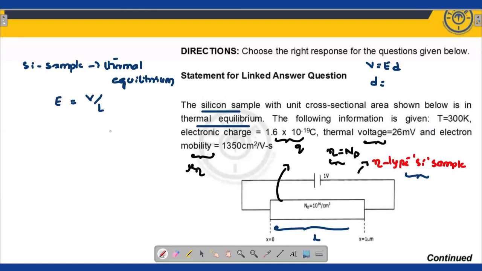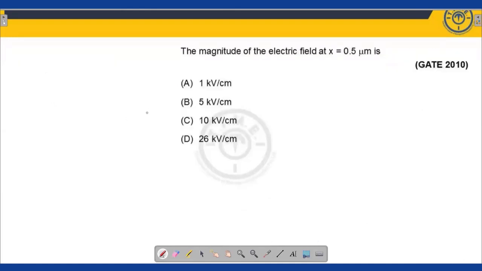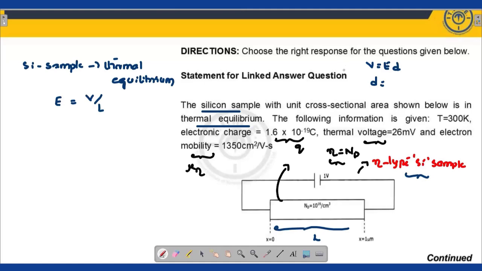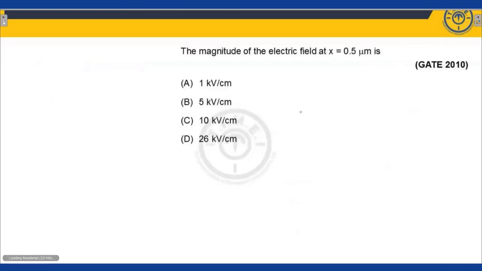Now see here. The question is the magnitude of the electric field at x equal to 0.5 micrometers. This is x equal to 0, and this is x equal to 1 micrometer. Now, my dear friends, which micrometer is he asking? See here, 0.5 micrometers he is asking, which is very, very important here.